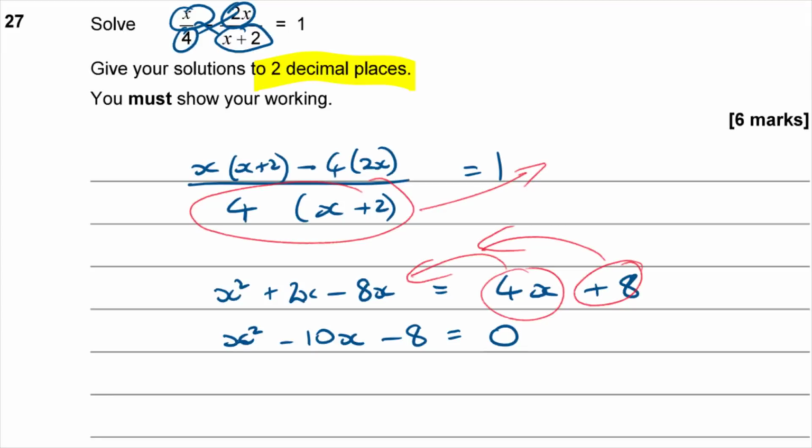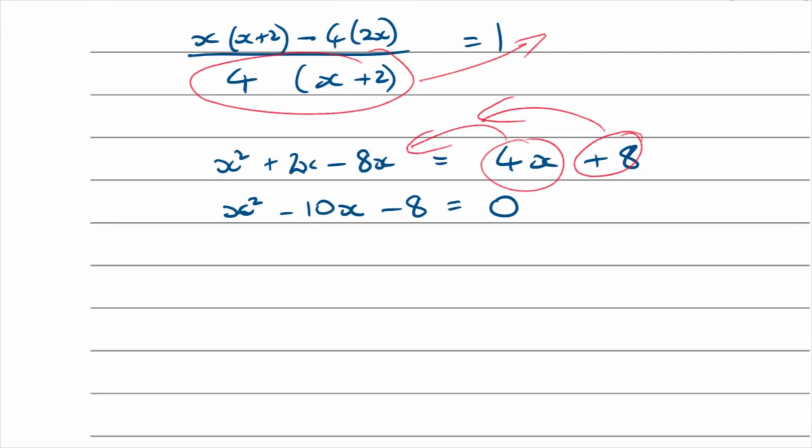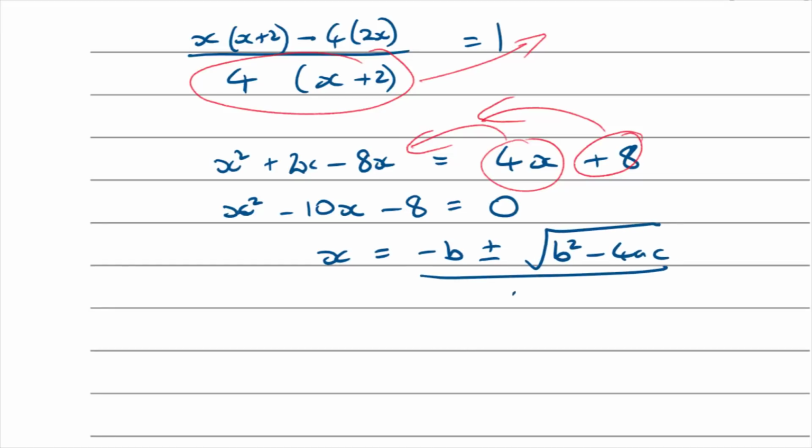Now, I could attempt to factorize it, but as I said earlier, as it's asking me to give my solutions to 2 decimal places, I suspect it's not going to factorize. And if you think about factor pairs of 8, 1 and 8, 2 and 4, you're not going to make 10 out of those pairs, so it's not going to factorize. So we are going to have to use the formula here. Can you remember what the formula is? Formula is x is equal to minus b plus or minus the square root of b squared minus 4ac all over 2a. It's not that bad really.